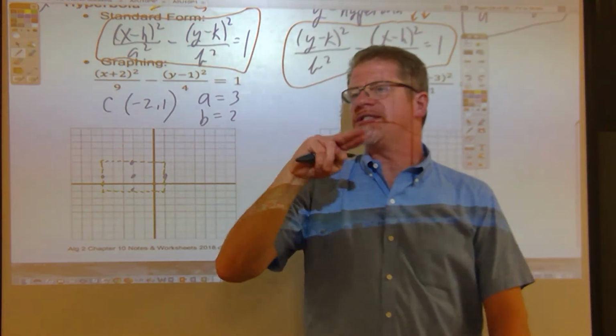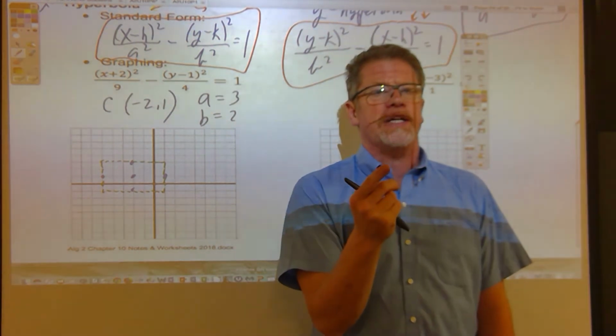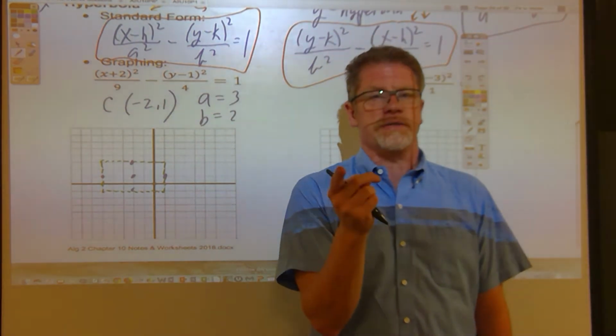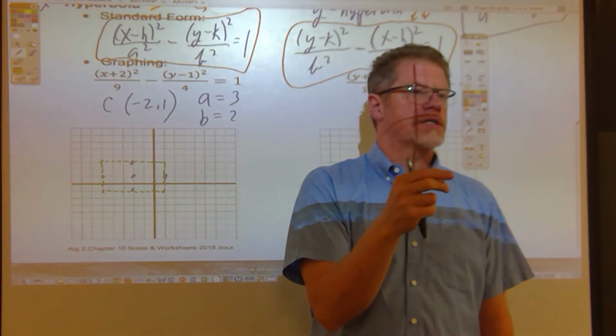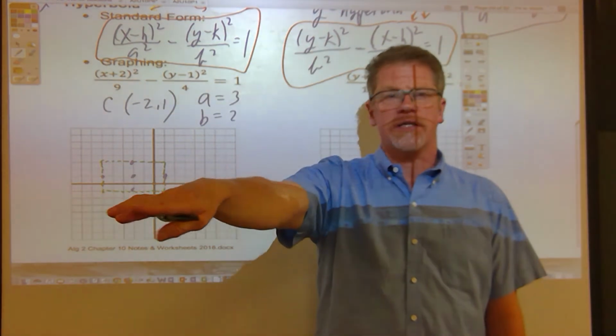Class, now that you have your dotted rectangle, it turns out that the diagonals of the dotted rectangle are the asymptotes of the hyperbola.